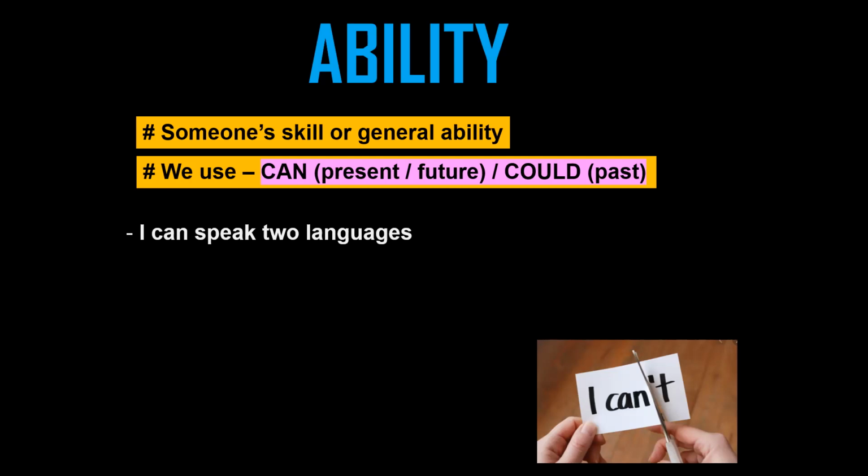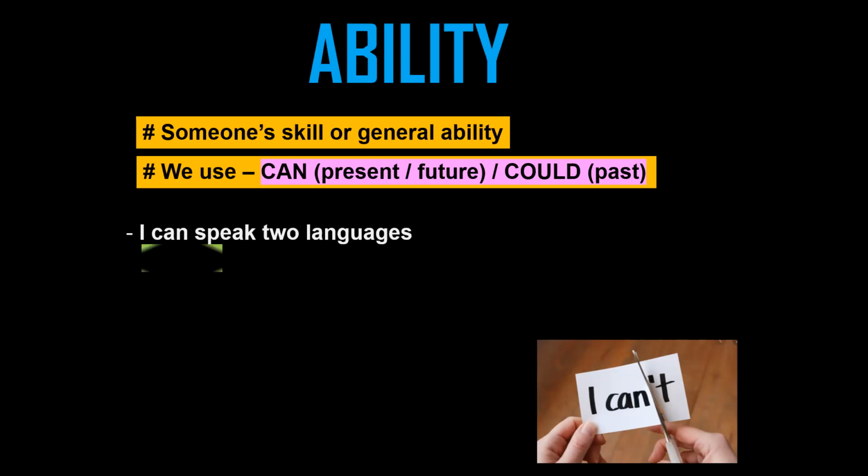Past tense, ma'am. Could. When I was in childhood, I could run fast. Yes, when I was in childhood, or you can say when I was young, I could run fast.